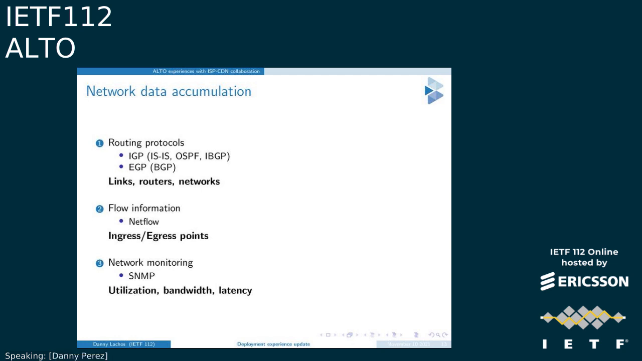Okay, just to quickly provide info about how the data is accumulated with the routing protocol. We collect information about the links, routers, and networks, with flow information obtained, for example, from NetFlow. We can collect ingress or egress points, and we can get information from network monitoring to collect information about utilization, bandwidth, latency, etc. Okay, next slide, please.